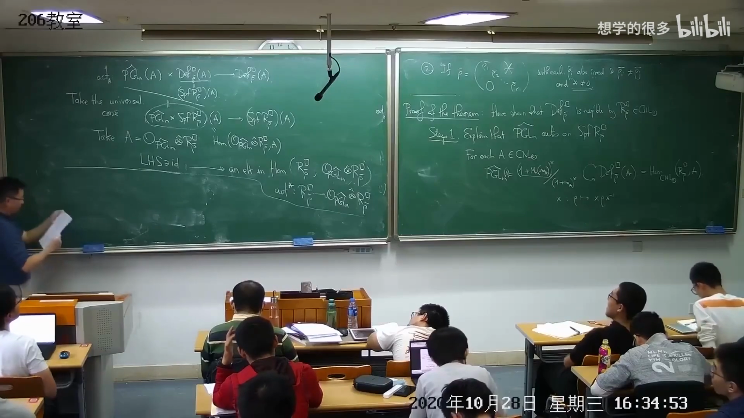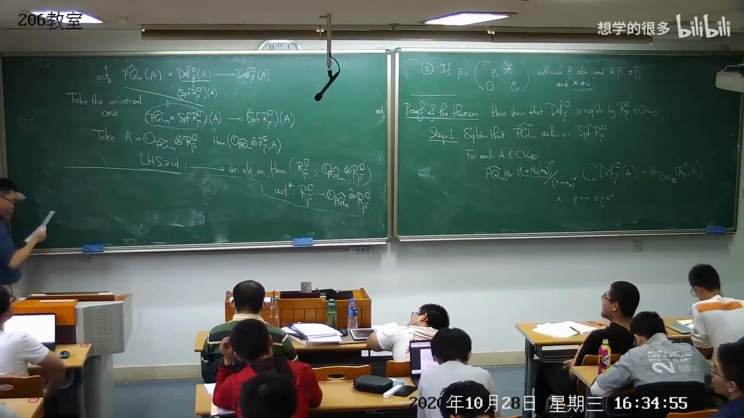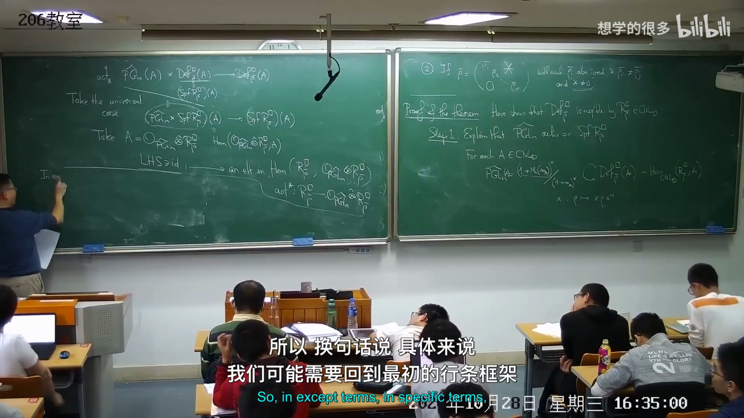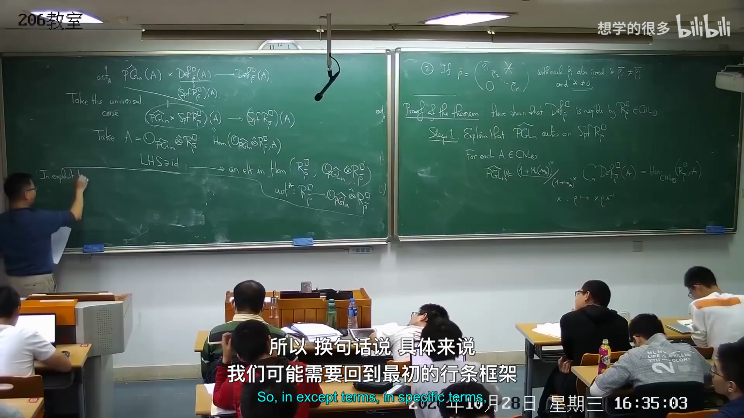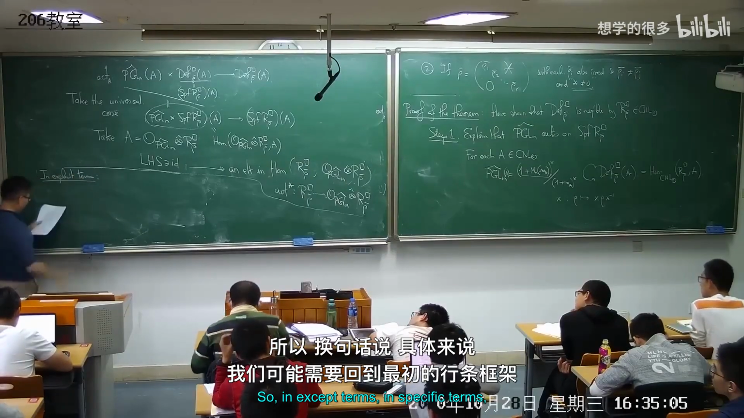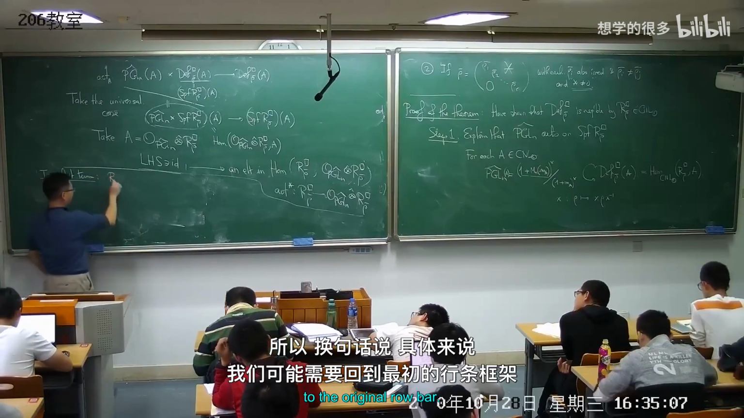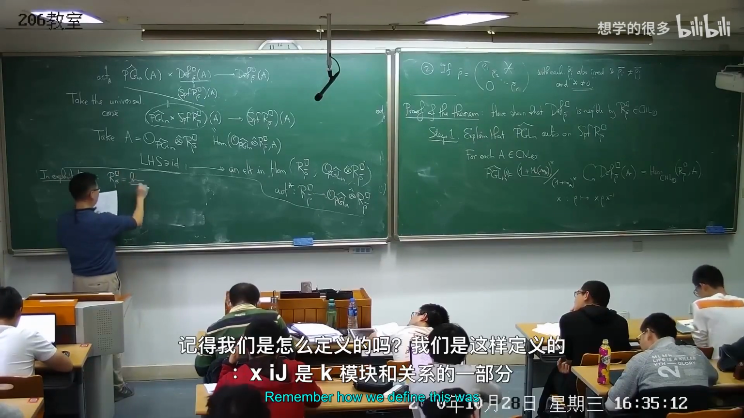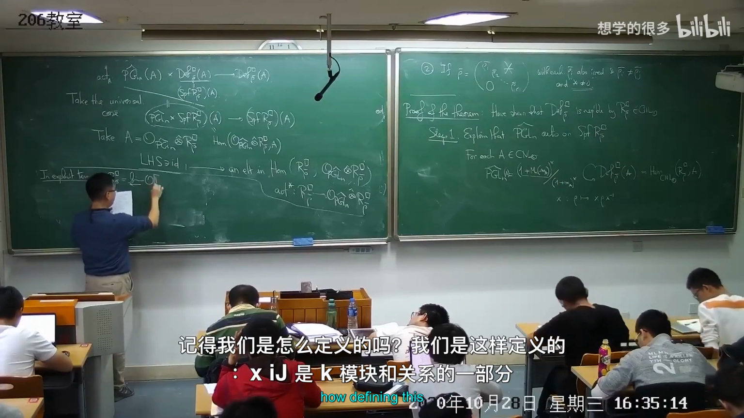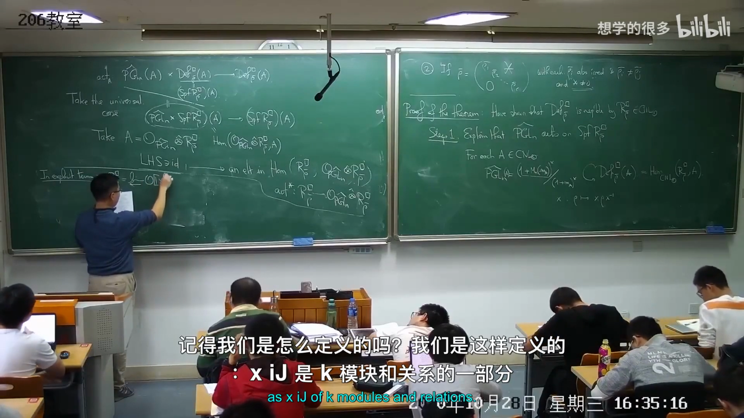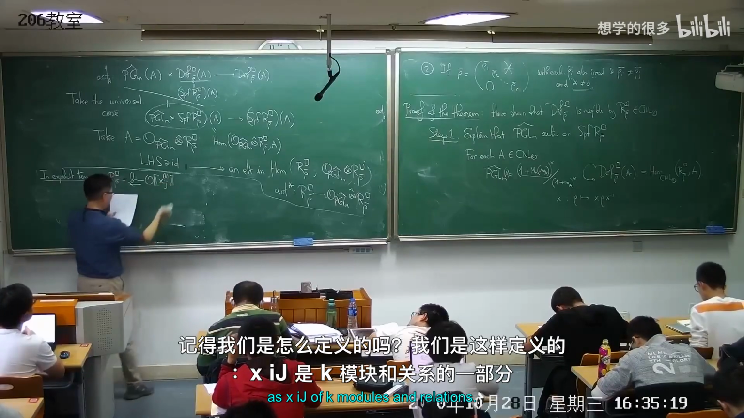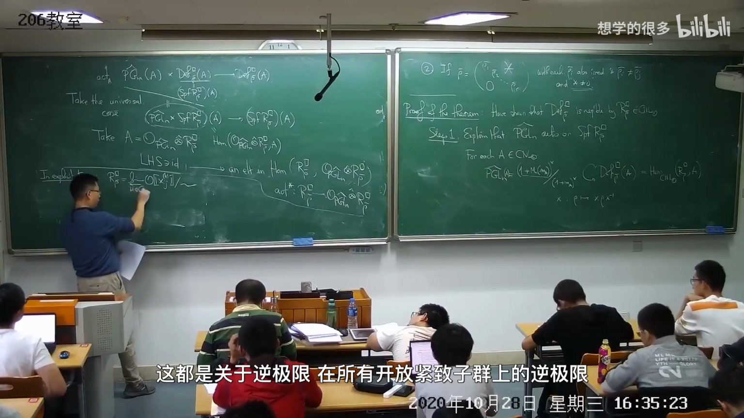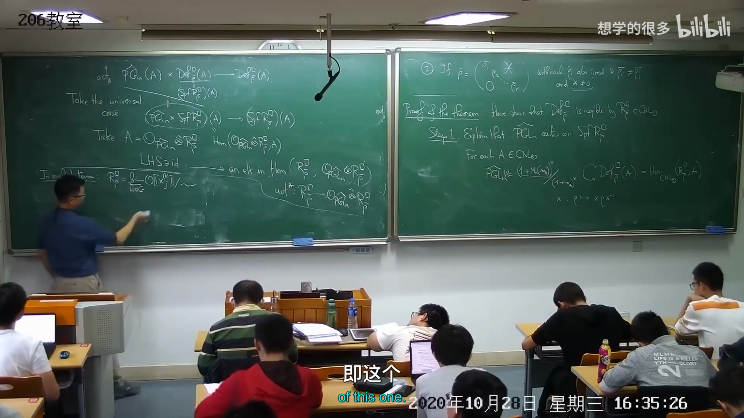Okay, so maybe in explicit terms, let's go back to the original R-rho-bar. We try to explain it a different way. So my R-rho-bar is the inverse limit. Remember how we defined this? It was defined as x_ijk modulo some relations, an inverse limit over all the open compact subgroups of this one.